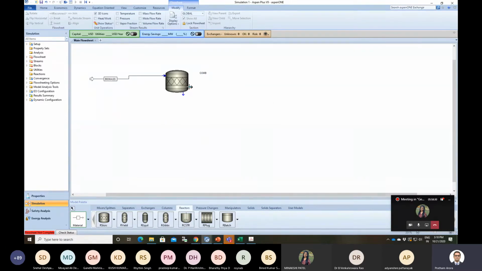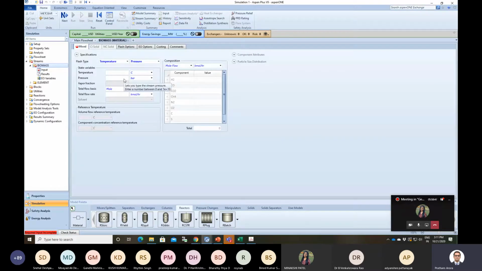And I also need an output from this. So let's put an element. I'll explain why I put an element in here. So let's do this first. I'm putting in biomass in here, which means I'm inputting biomass. So I need to give in the composition.